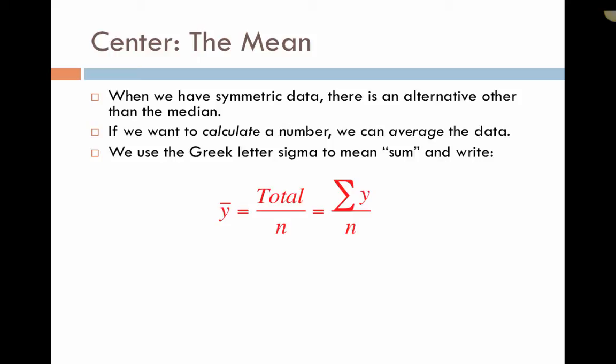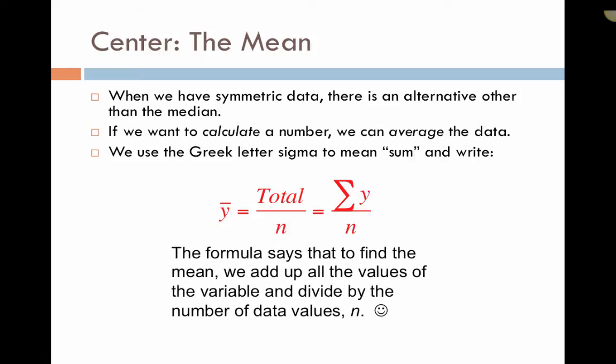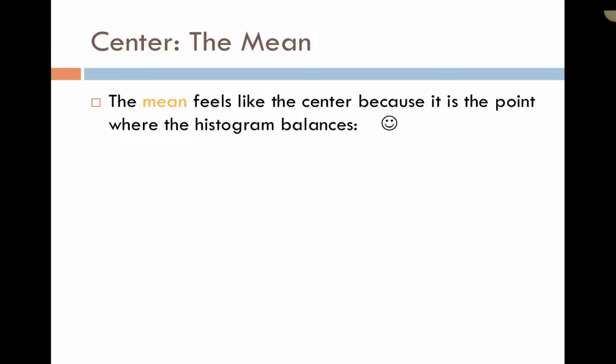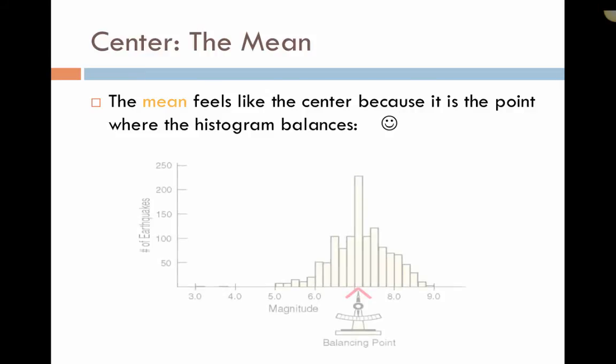It's just called y bar, or if it were x, it would be called x bar. So again, this formula says that to find the mean, we add up all of the values and divide by the number of data values, which is n.